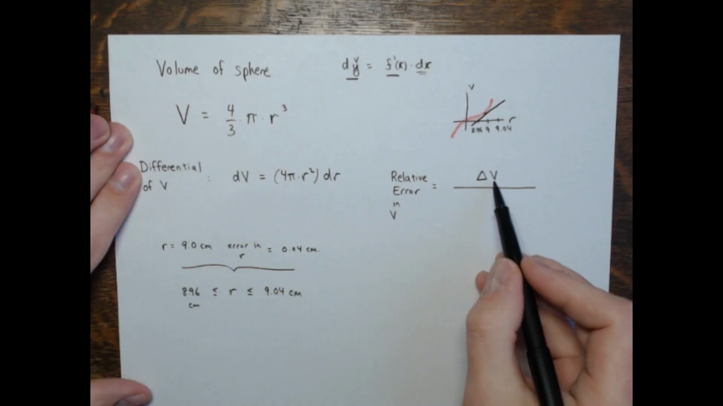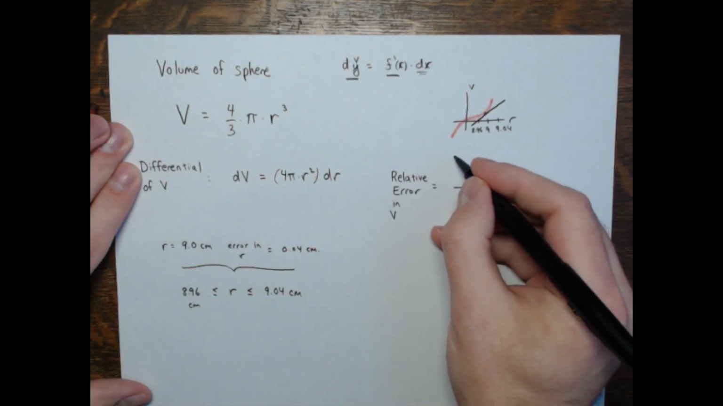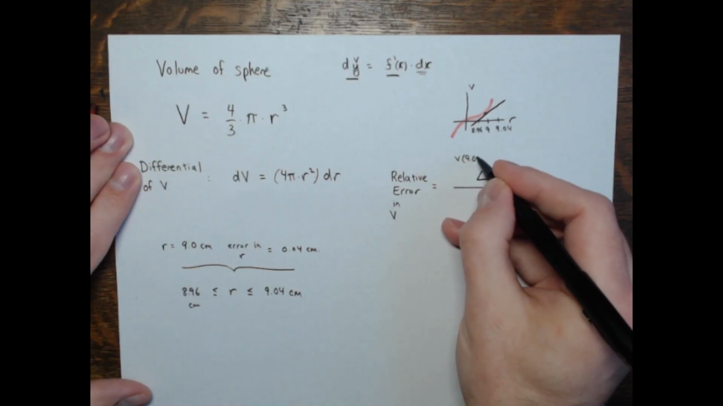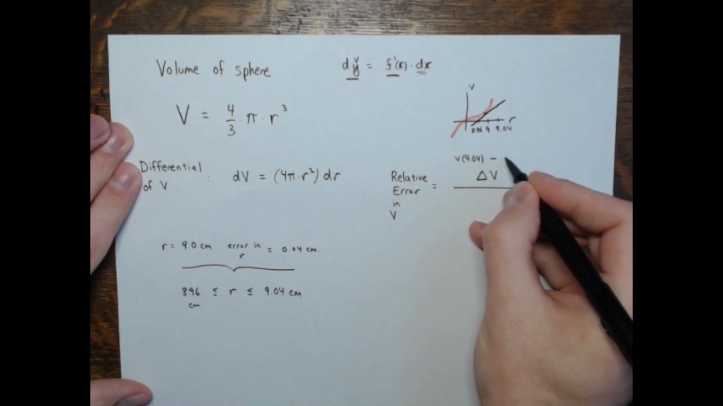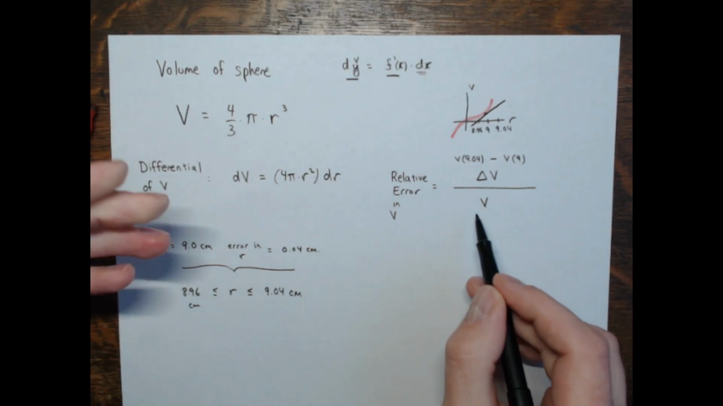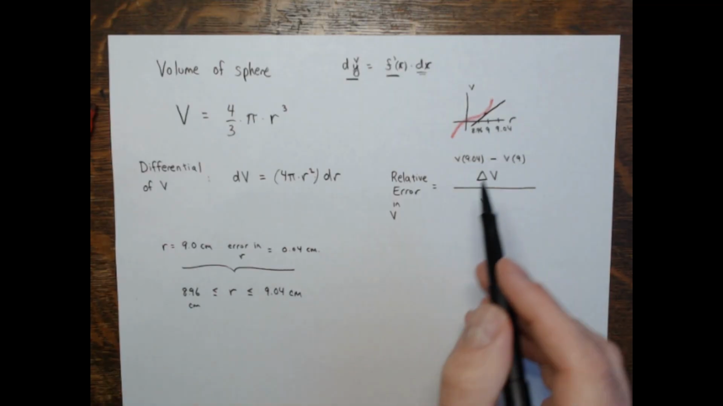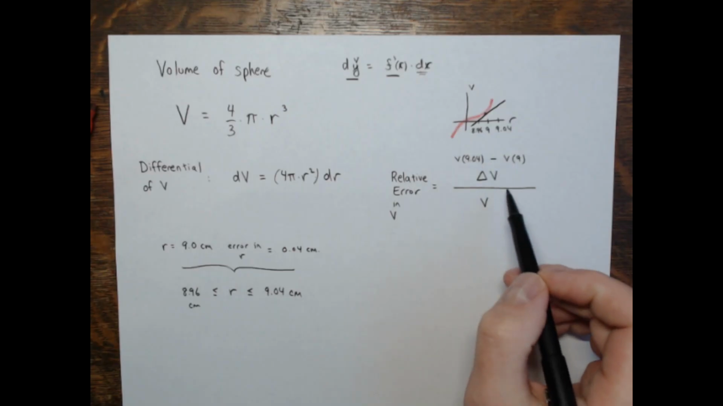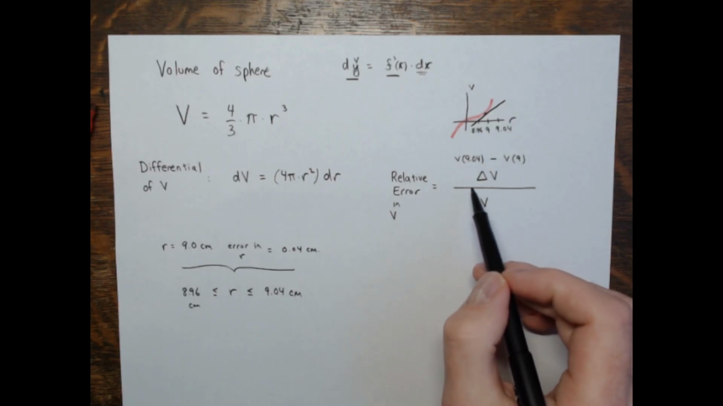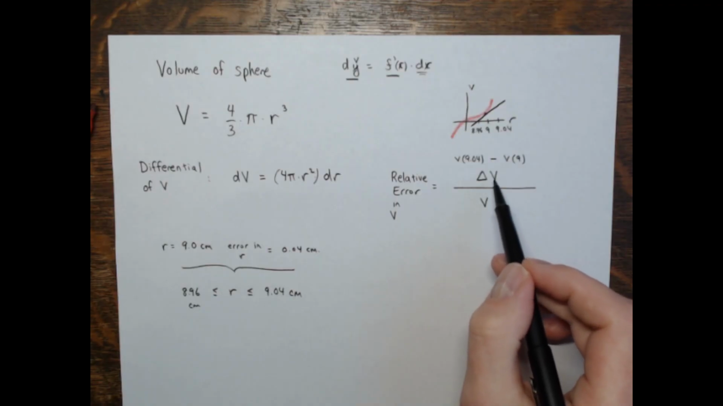Anyway, so the change in volume would be: you take the volume when the radius is 9.04, and then take away the volume at 9, and then divide it by the actual volume at 9 centimeters, right? If I start off at 9 centimeters and had this increase or decrease, this error of 0.04 centimeters, this is our relative error. How much would the volume have changed, divided by the actual volume at 9 centimeters? What portion of the volume of the sphere at 9 centimeters would that change represent?